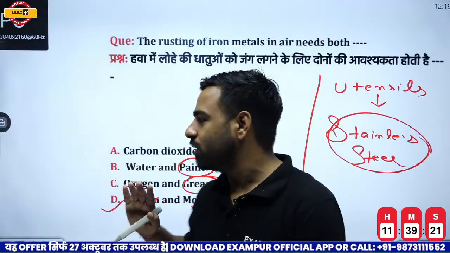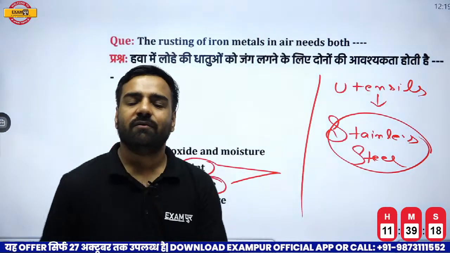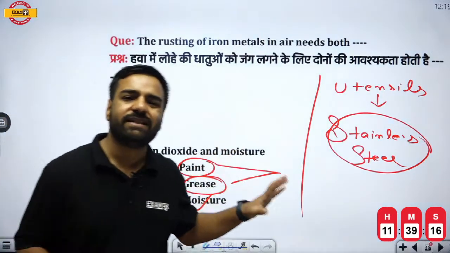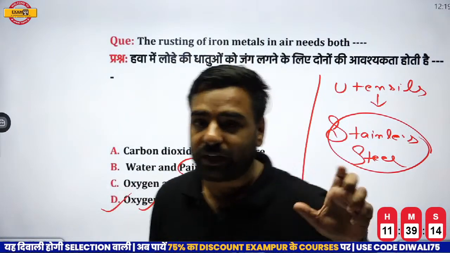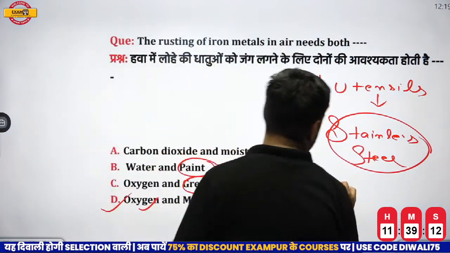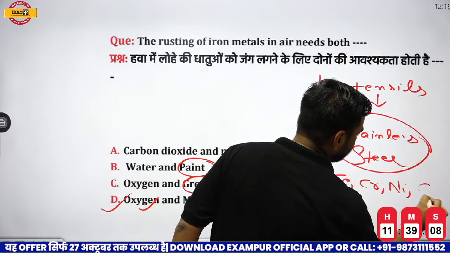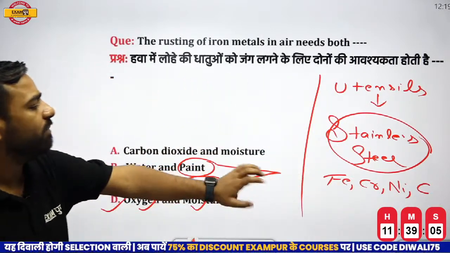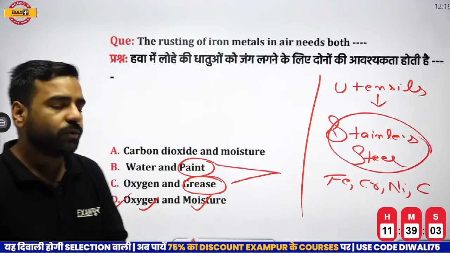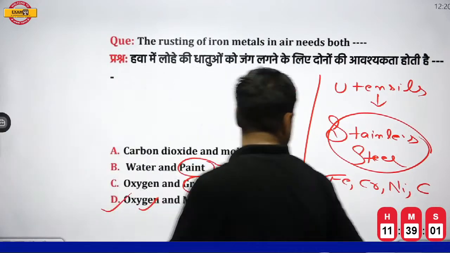Whenever I talk about this part of the stainless steel, we say that we don't have any tension. That is, fikar nahi hai koi. So what's that? Fikar nahi hai koi. That is, it is made up of what? It is made up of iron, chromium, nickel and carbon. Fine. So yes, this was the part. Now moving forward to the next question.